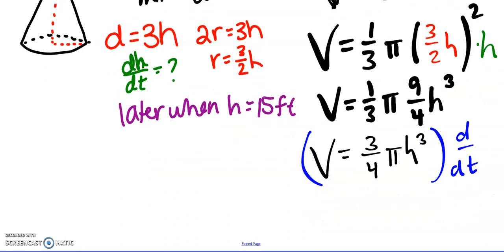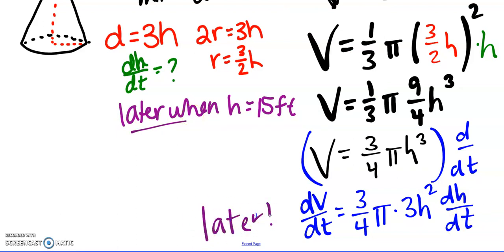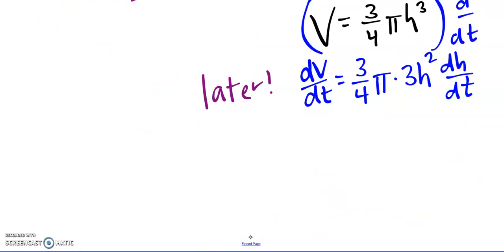with respect to time. I've now related my variables, so now I'm going to relate their rates. dV/dt equals 3/4 pi, which is a constant, it just hangs out. The derivative of h to the third with respect to time is 3h squared dh/dt. It is now later. Okay, you related your variables, now you've related their rates. Now you get to plug in all of your information.